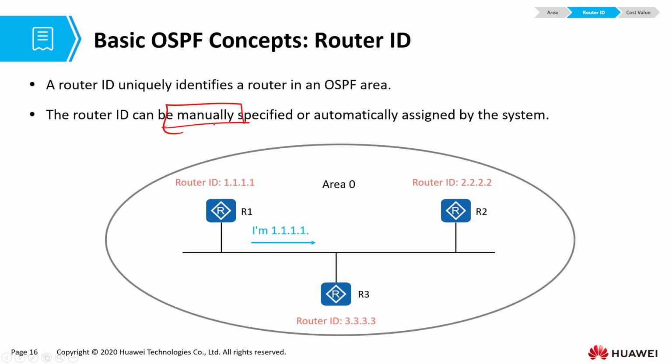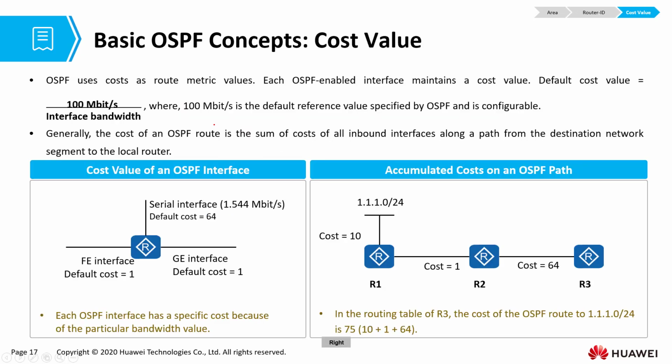But the other concept of OSPF that I want us to understand is the cost value. OSPF calculates cost between different devices, between different routers. It calculates costs to specific networks, and it uses the cost as the metric of determining how far the network is from me. Each OSPF-enabled interface maintains a cost value. The default cost value is based on the interface bandwidth, and the formula is 100 divided by interface bandwidth in megabits per second. So 100 is the default reference value.